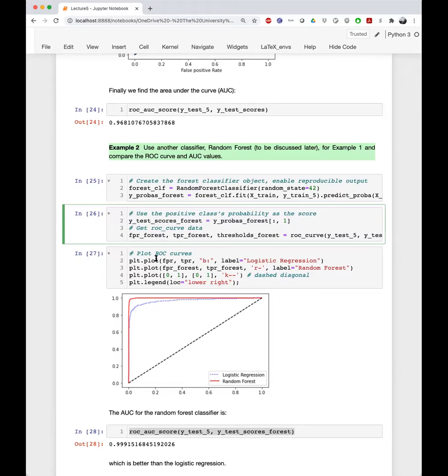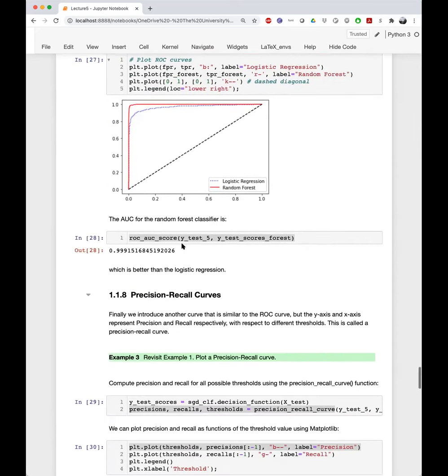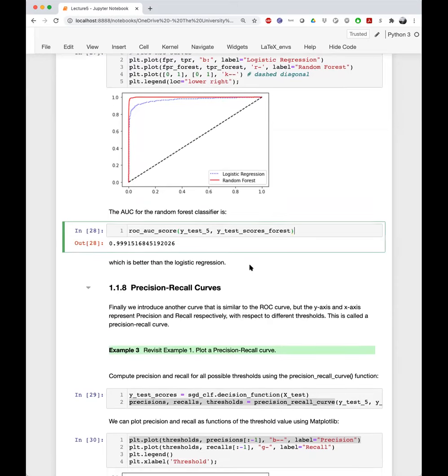We plot again the logistic regression case. That's the blue line here. So you can see the red line is closer to the top left corner. That means it's better compared to the logistic regression. And actually for the AUC, we get 0.999. That's really close to 1. So this also means it's better than the logistic regression.